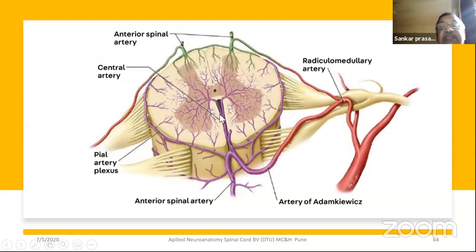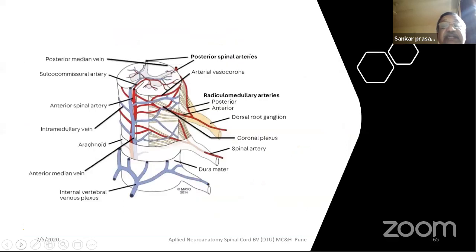And these are the more picturesque distribution of the branches, the pial artery plexus, and how the anterior spinal artery gives rise to branches that enter the spinal cord and supply the radiculomedullary artery and the artery of Adamkiewicz, which is very, very important in the sacral region.